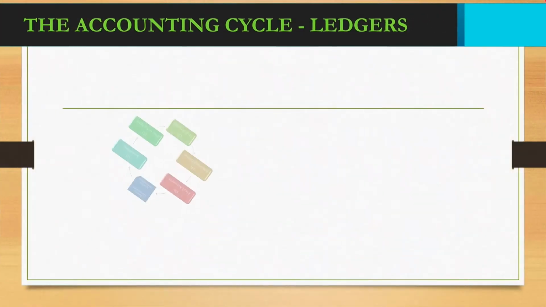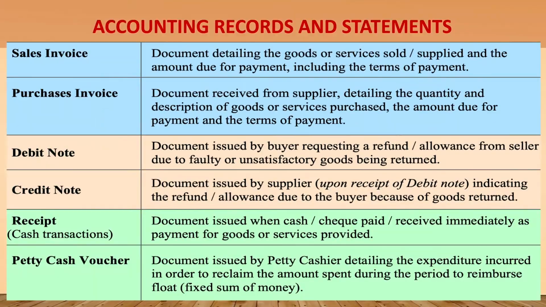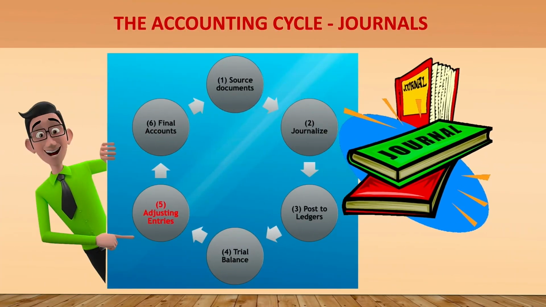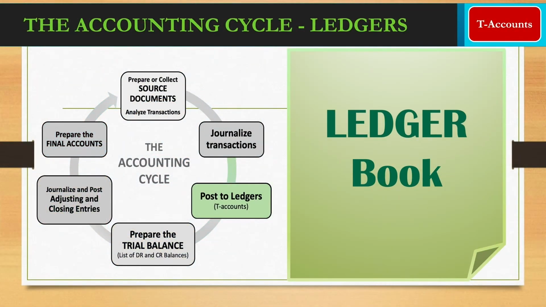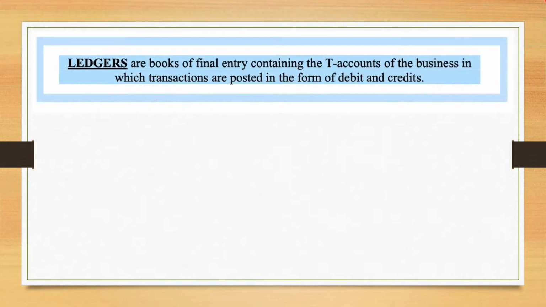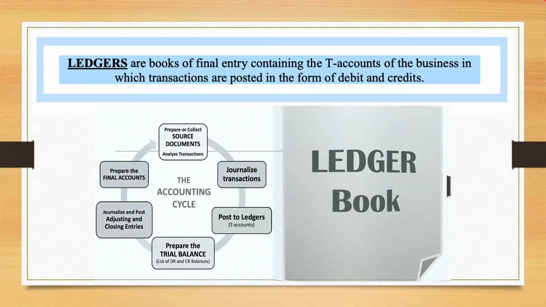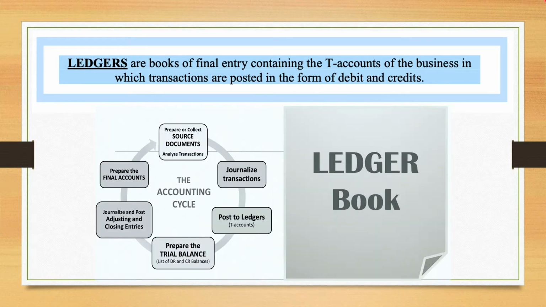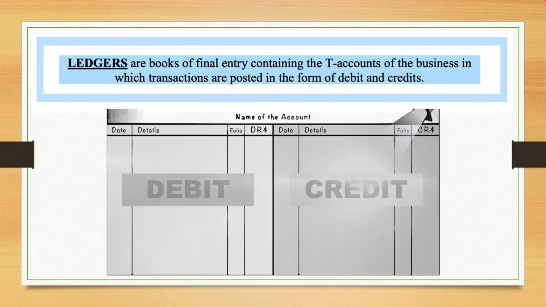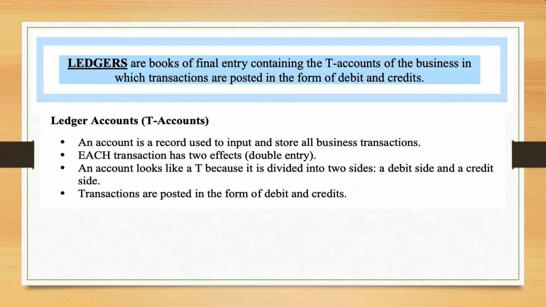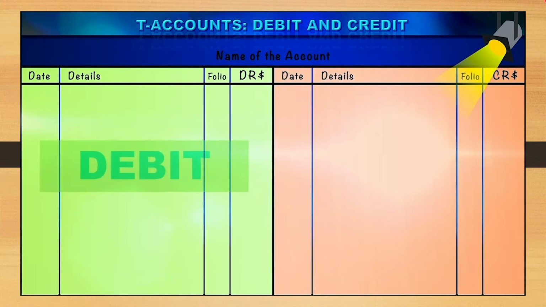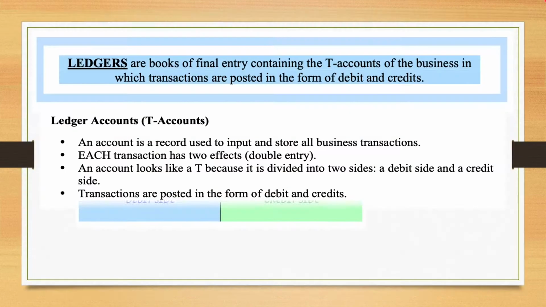So remember, in the accounting cycle, we use source documents to enter each transaction, first into a journal and then a ledger book with T accounts. Ledgers are books of final entry containing the T accounts of the business in which transactions are posted in the form of debit and credits. Ledger accounts look like a T because they are divided into two sides, a debit side and a credit side.